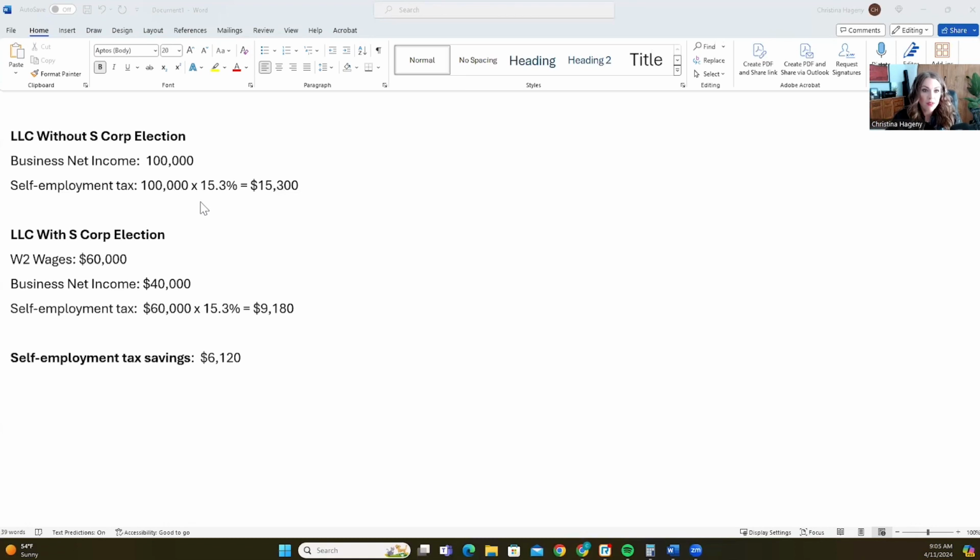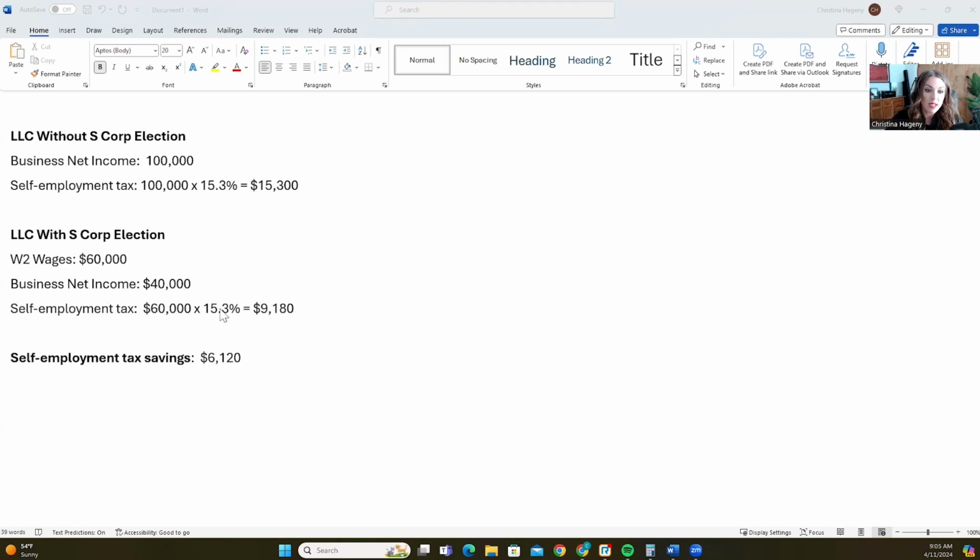Here we have an LLC without an S Corp election with $100,000 of net business income. In this example, you would pay $15,300 in self-employment tax, 15.3% on all of your business net income. Once you do the S Corp election, and here we're using that 60-40 rule for the example, you would pay yourself $60,000 in W-2 wages. The remaining $40,000 net income would be distributions.